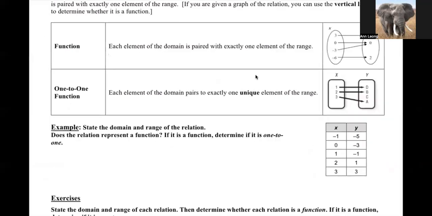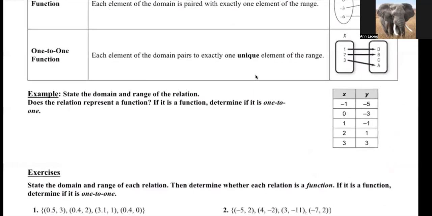All right, so let me show you an example. This one says state the domain and range of the relation and does it represent a function? If it is a function, determine if it's one-to-one. All right, so the domain are all the inputs. So I'm just going to use D, and I'm going to list my values of the inputs, the x right there, as my domain. The range, I'm going to go ahead and list out all the outputs, which are the y.